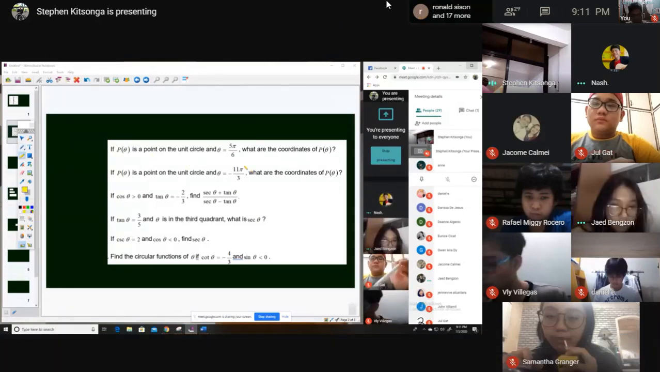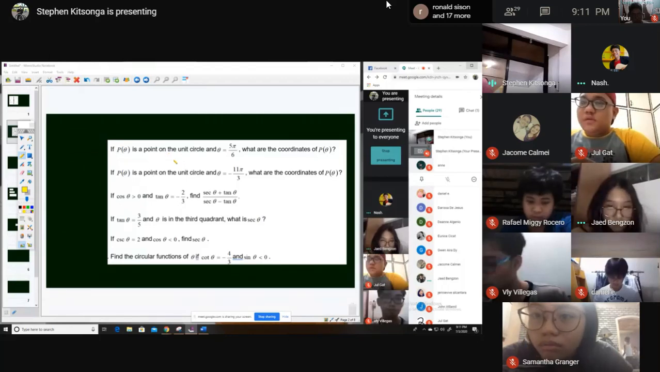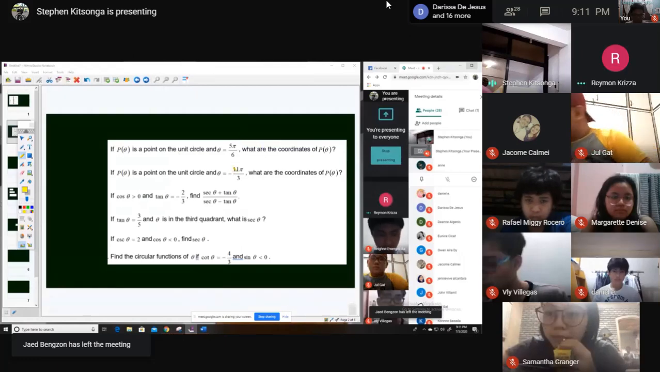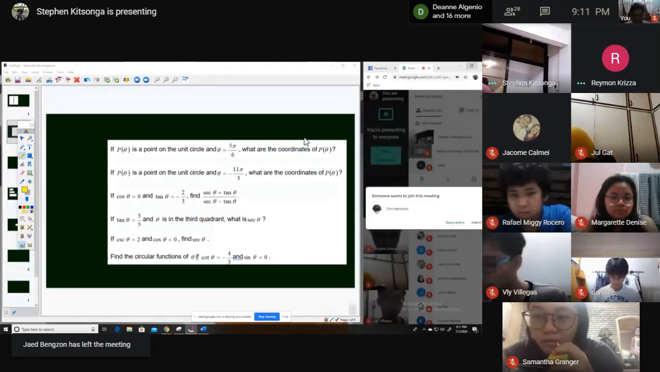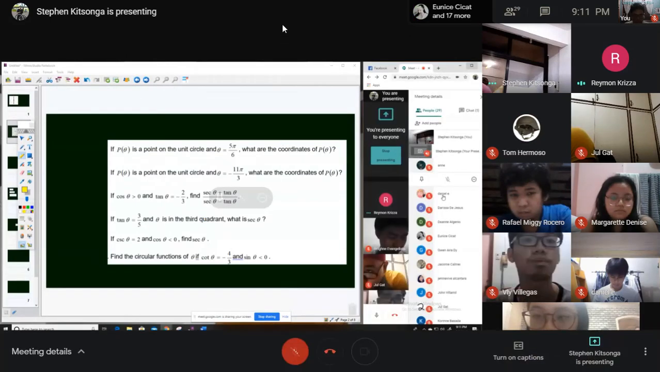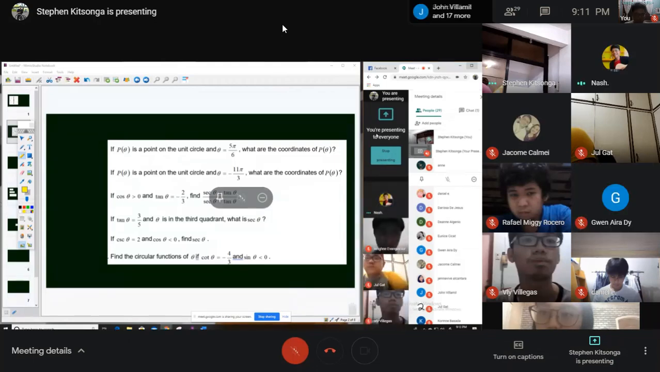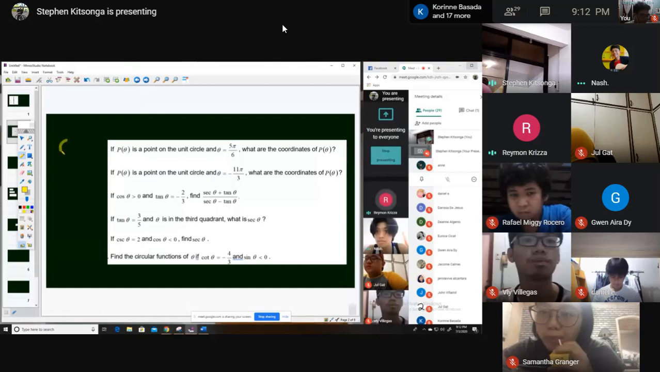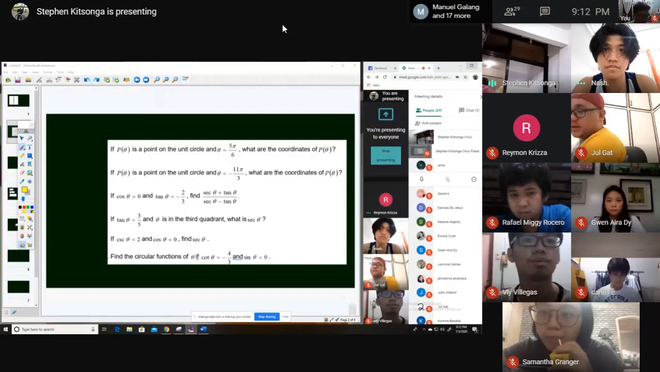So, in number 1, a point is on the unit circle and it's on the vertical side of the angle pi/6. What are the coordinates? So it simply is cosine and sine of that given angle. You have negative square root of 3/2 and this is in the second quadrant, so positive 1/2.